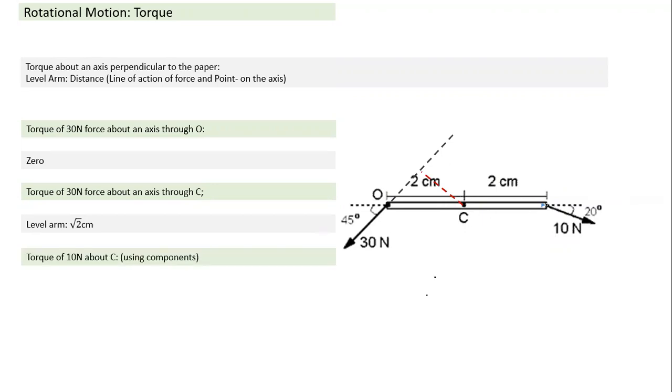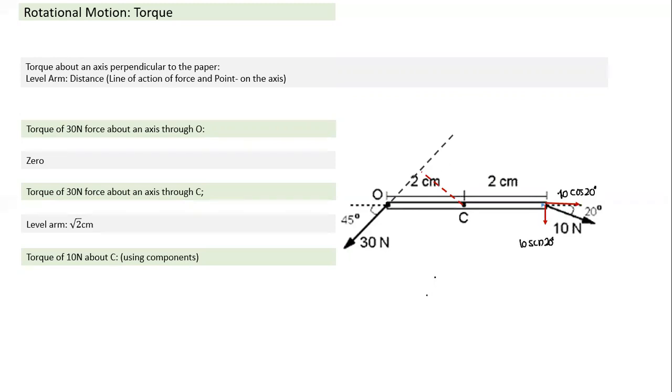Similarly, for the torque of the 10 Newton force, that's one way I can take the perpendicular distance. What is the other way? Just look at the 10 Newton force. What is the torque due to the 10 Newton force about point C? We can either drop a perpendicular here, or use components. I can resolve it into two components. One is, of course, 10 cos 20. This force is horizontal, the other force is vertical.